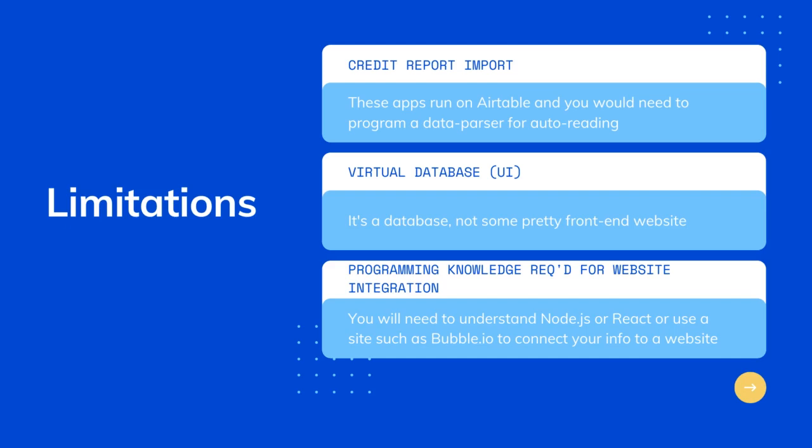What it does allow you to do is enter the negative items one time. Just one time. Add your client, add their negative items, create the dispute letter, and print. It's a virtual database. A lot of you are used to using those softwares that I just mentioned, or even just regular websites, where the UI is all nice, and you click this button, it does this. This is a virtual database. What that means is that it's like using a super spreadsheet on the internet. So it's a database and not some pretty front-end website.